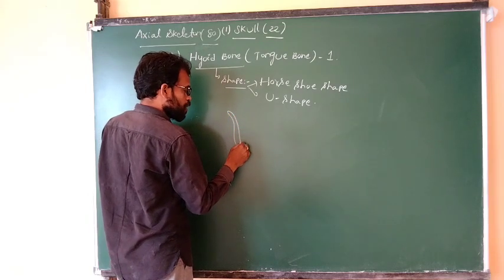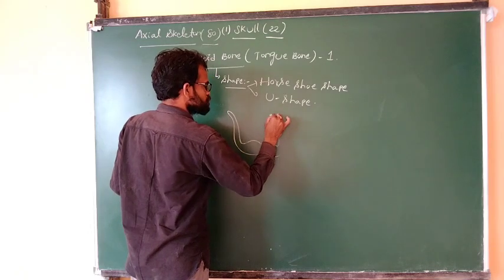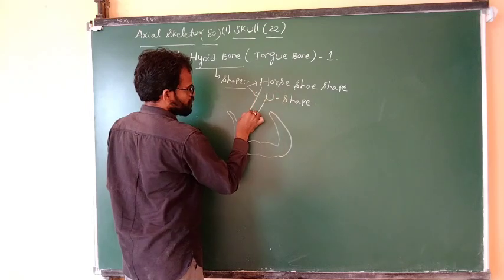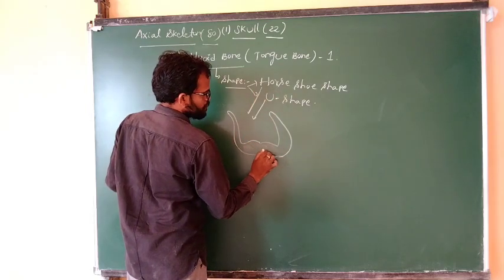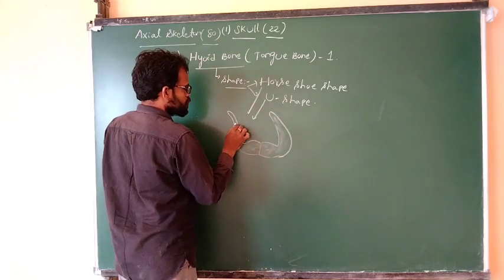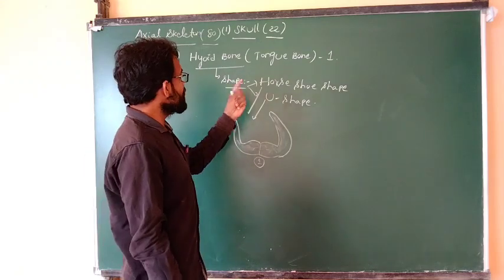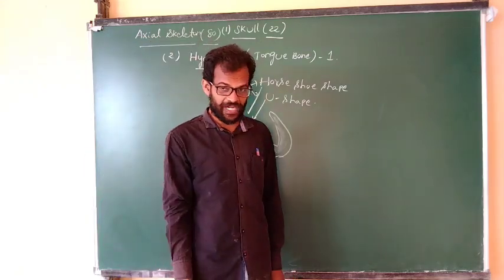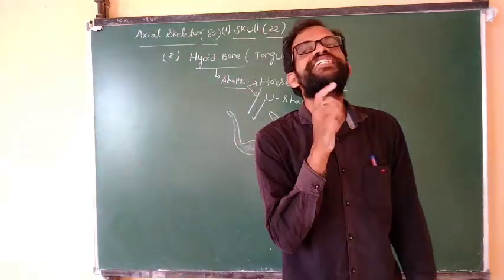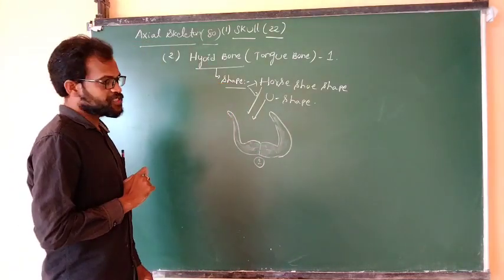If you observe the hyoid bone, it is the tongue bone. It is only one bone. It is a tongue bone or a hyoid bone. How many tongue bones, sir? Only one bone. It is present here. Hyoid bone is only one bone.